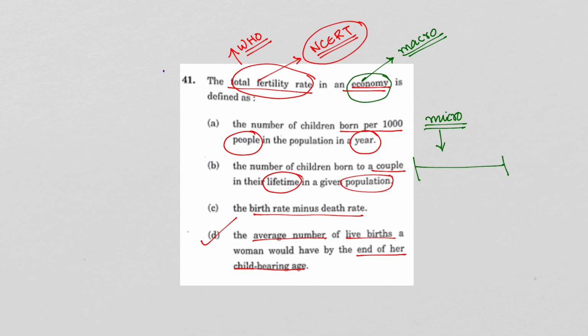Now the question is about the economy, which is at the macro level. Now when we take it at the macro level, see the option, the average number of live births. That is average. Why do we take average here? Because at the macro level, it is not just one woman, but all the women living in that economy or in that particular group that are taken, and that's why we take the average. Average number of live births a woman would have by the end of her childbearing age. Childbearing age is simply the age where a woman is fertile to give birth to an offspring. So this is the definition, and this was a very straight question asked from your NCERT. You should be knowing this answer.